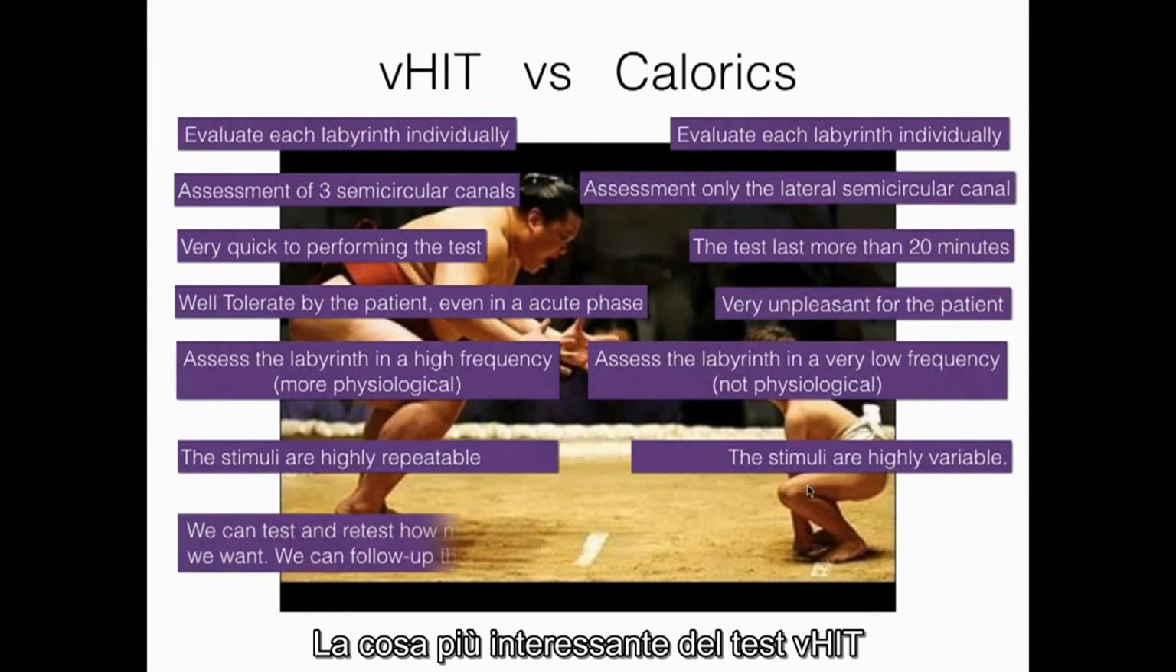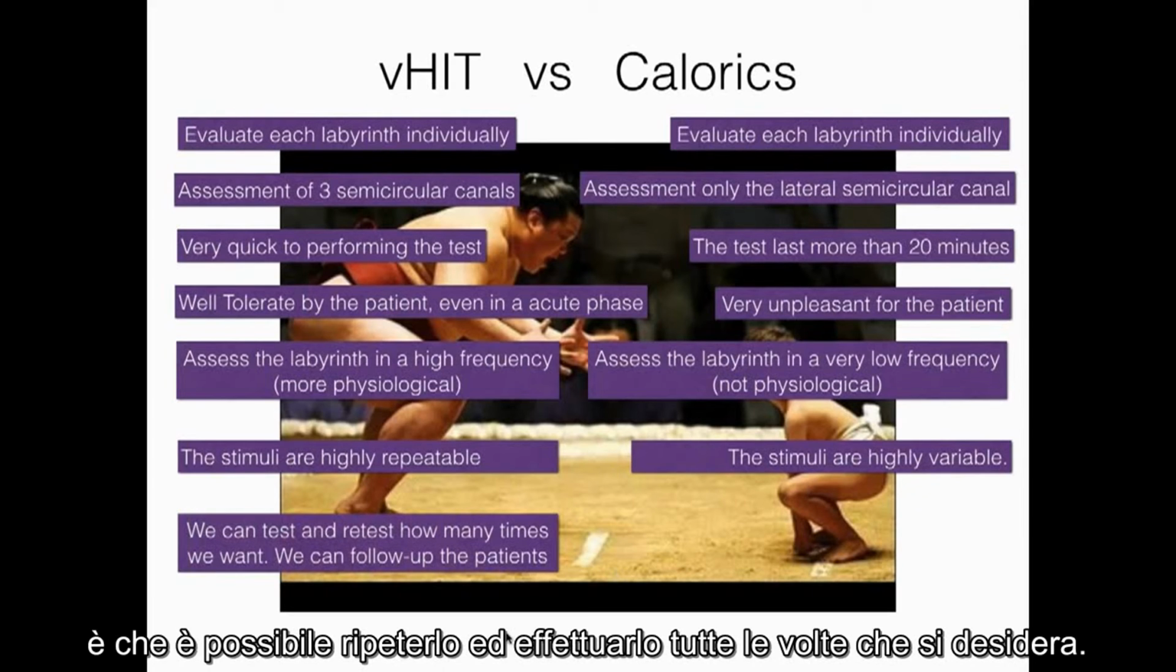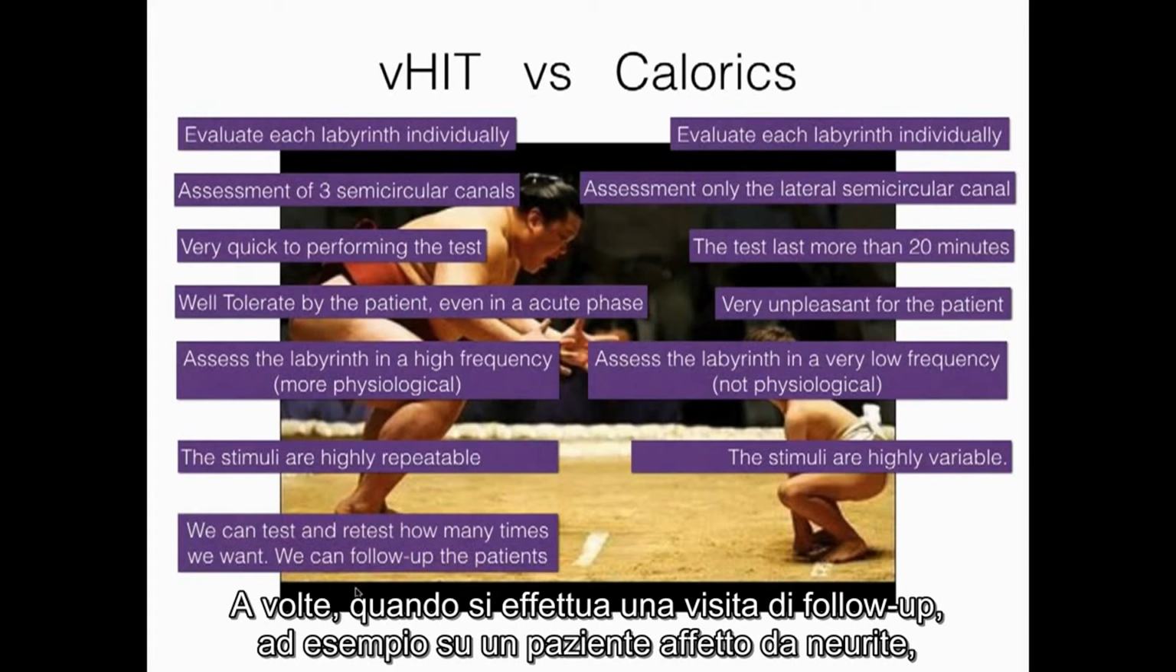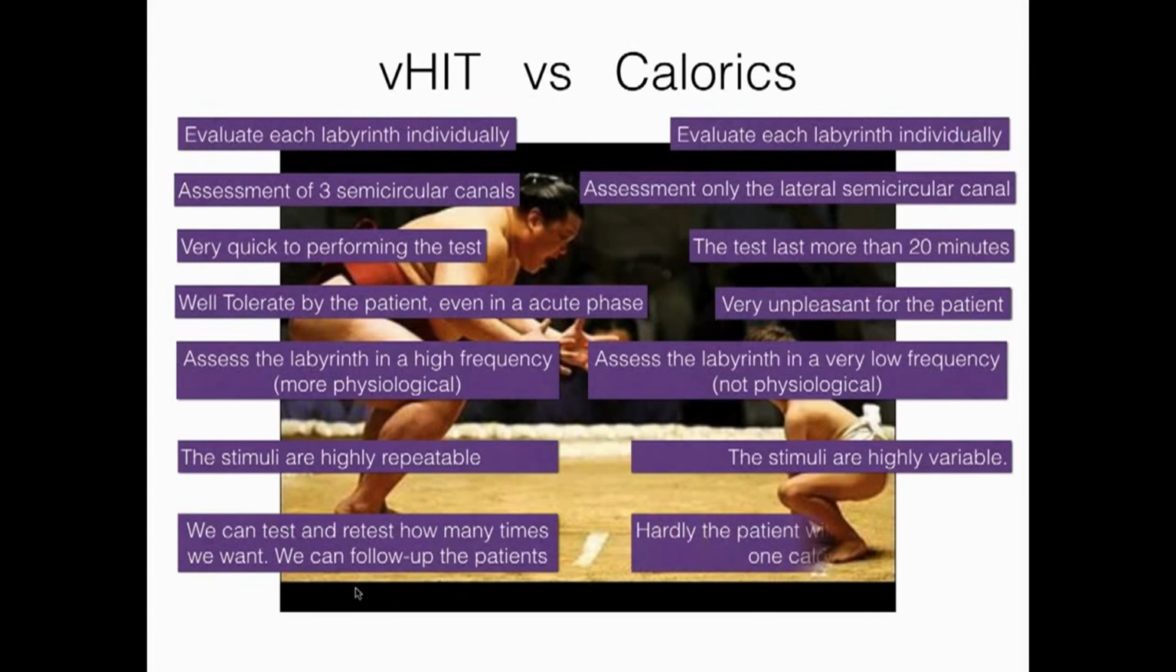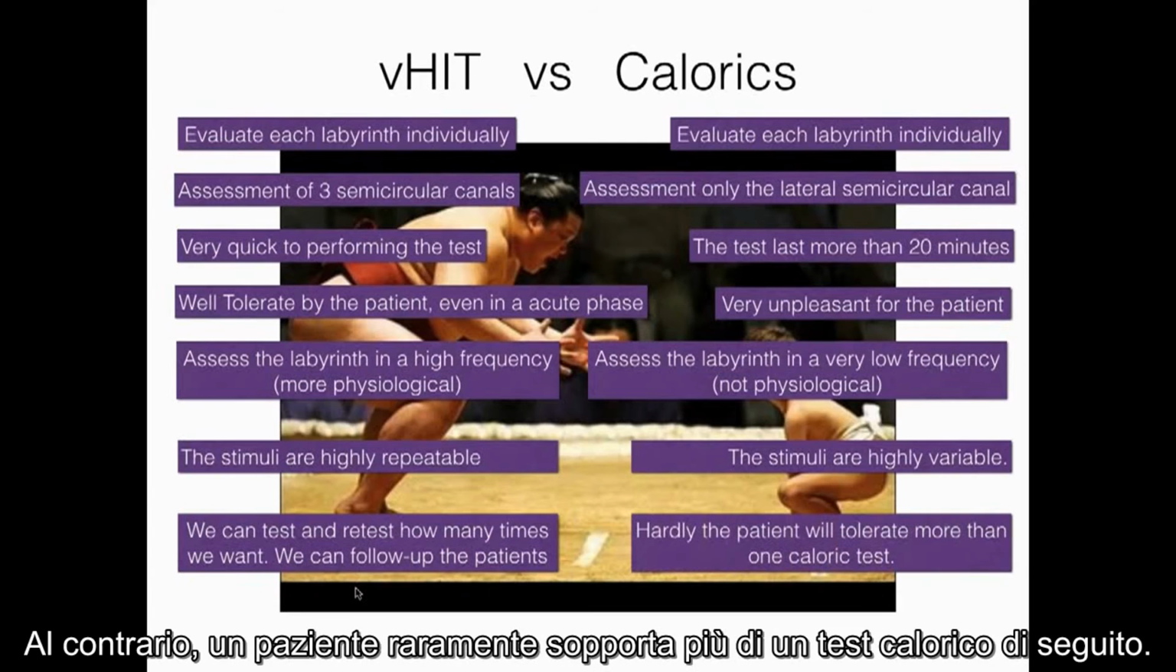What is most interesting about vHIT is that you can test and retest as many times as you want. Sometimes you are following up with a neuritis patient, and you can do vHIT every time you see the patient. It's very well tolerated, but hardly any patient will tolerate more than one caloric test.